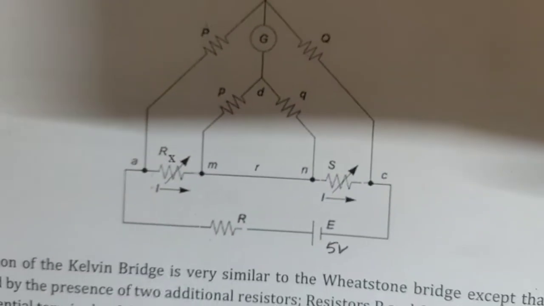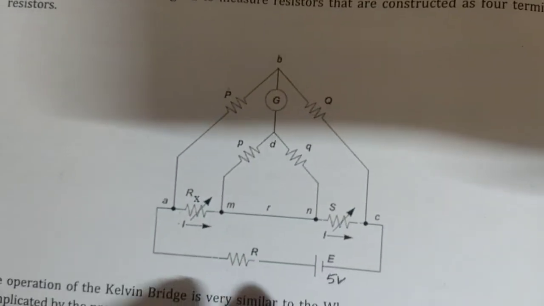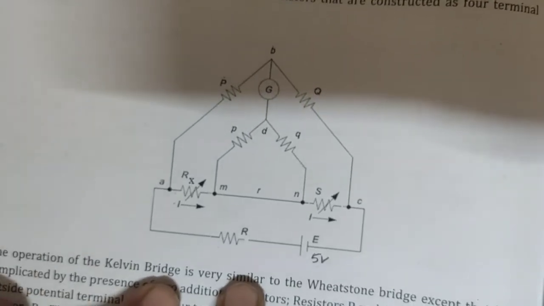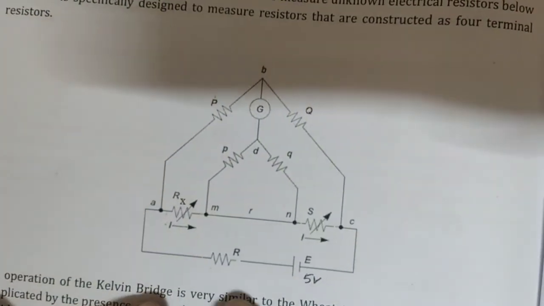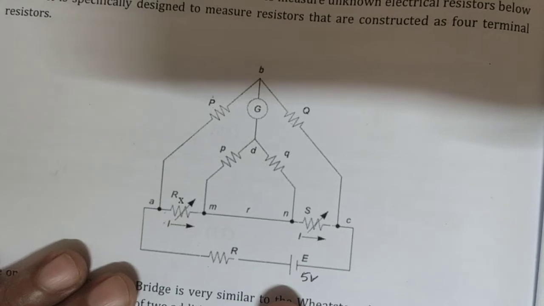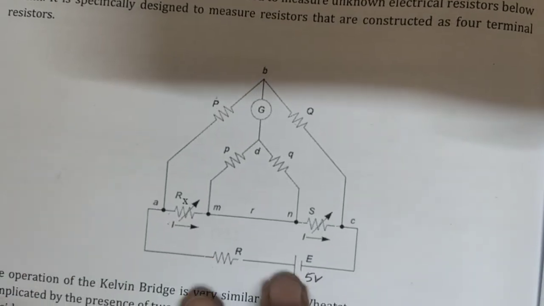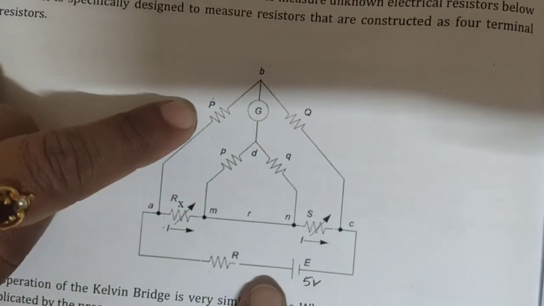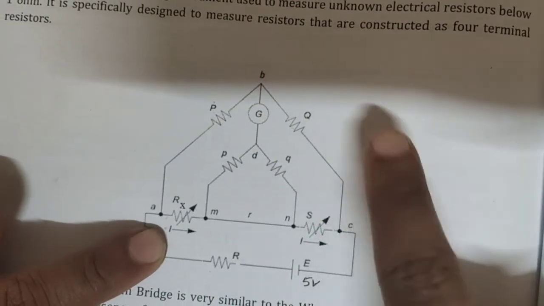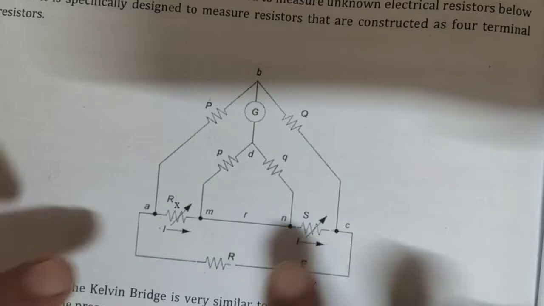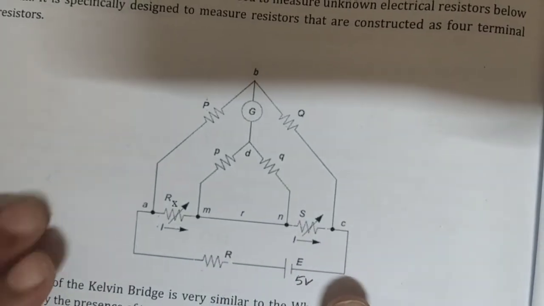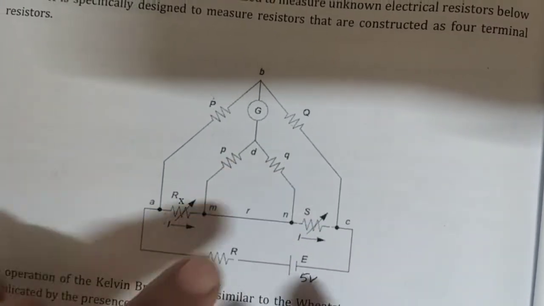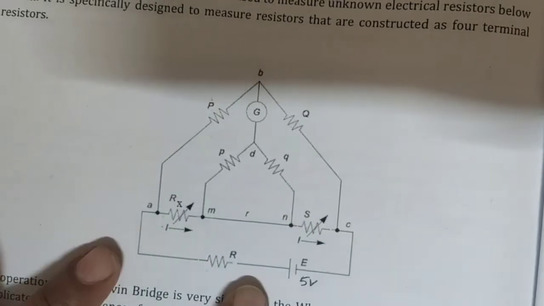The circuit diagram of the Kelvin bridge is like this. It looks complicated but it is not. It is similar to the Wheatstone bridge. The only extra components are these small p and q. Capital P, this R, and capital Q and S form the basic Wheatstone bridge. Small p and small q are the extra arms in the Kelvin bridge.